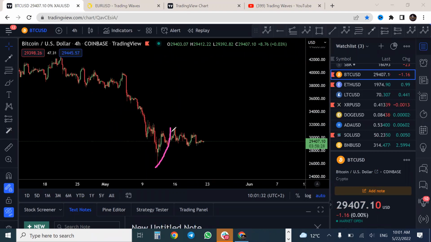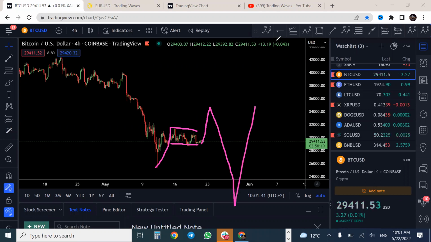This is the 4 that I'm really talking about. That could play out like this. We can even get a move to the upside back to 34,000 and then flash below again to complete that move. Only then can we expect a reversal on Bitcoin. But as it is now, the move to the upside is not a confirmed reversal.